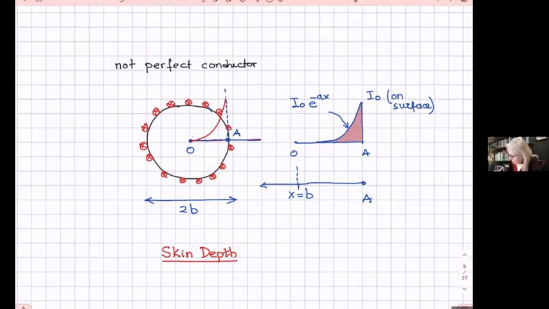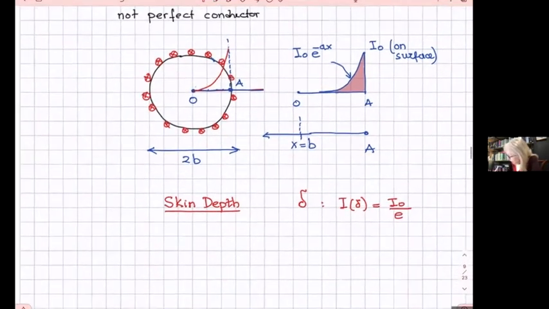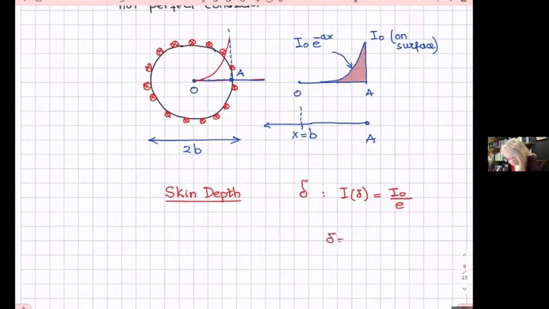Exactly. So the skin depth, how do we define the skin depth? We define it as delta, the distance A, so we call the skin depth delta, where the current inside the conductor at delta equals E naught divided by E. Exactly, so practically delta is 1/A. You see that? That's the definition of the skin depth.